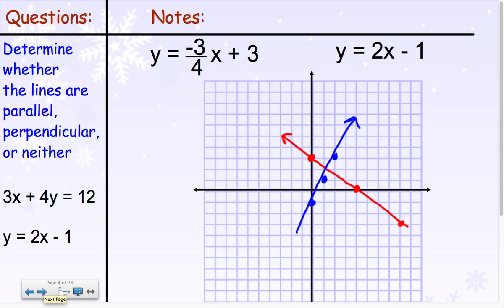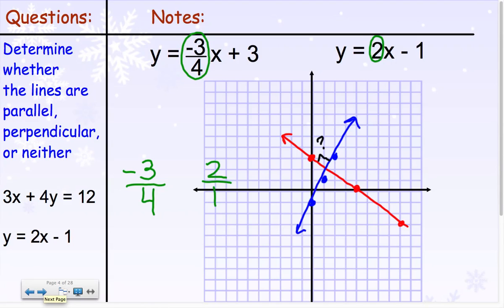Again, these lines intersect, but it's hard to know whether or not they intersect at a right angle, a 90-degree angle. So the way I'm going to figure that out is by looking at my slopes. I have the slope of negative 3/4, and I have a slope of 2. So you have to ask yourself, are negative 3/4 and 2 over 1, or 2, flipped and changed?